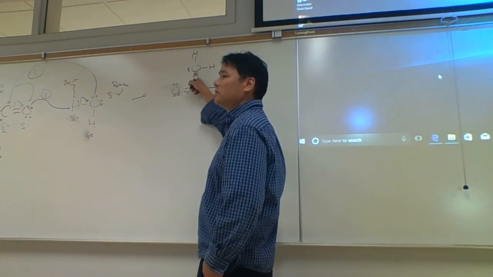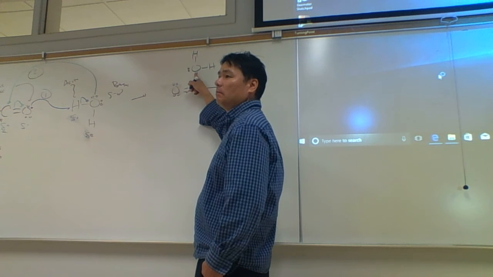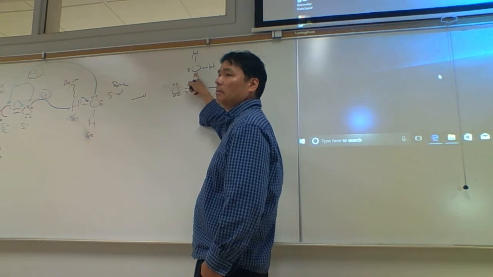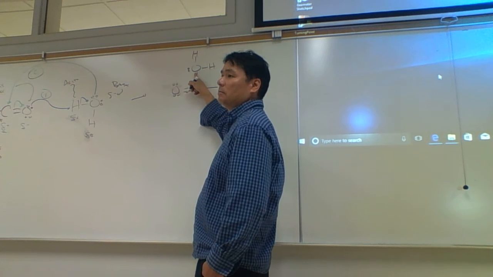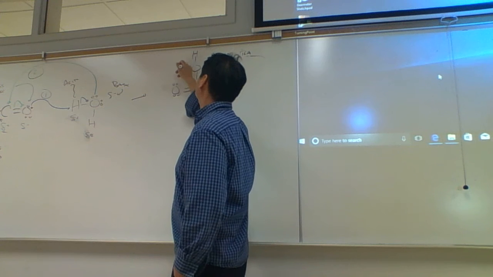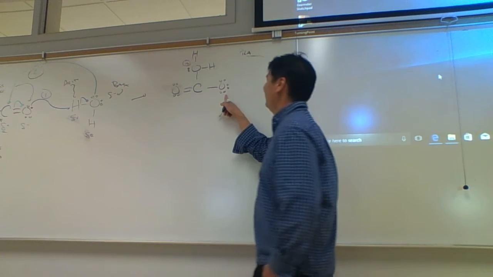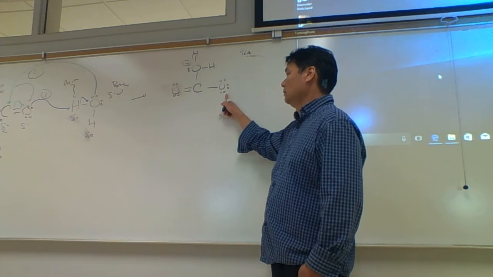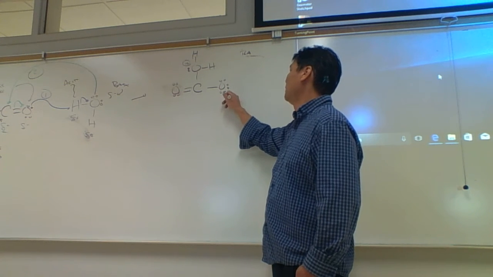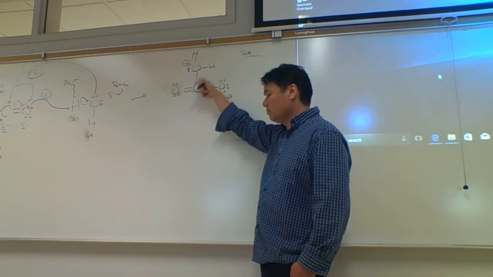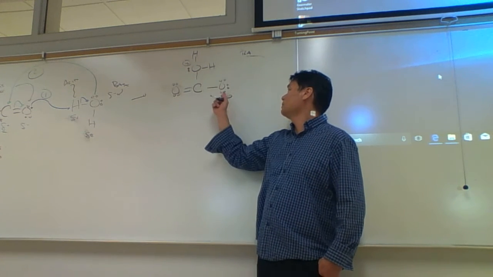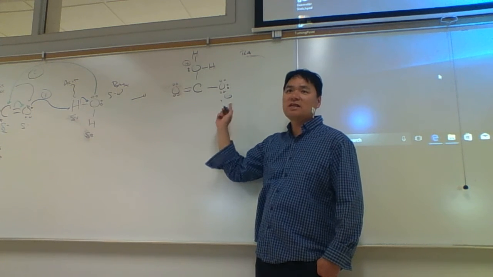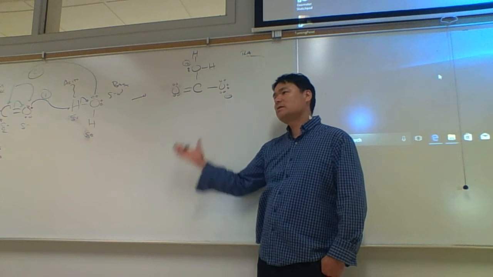The formal charge on this oxygen is what? +1. The formal charge on this oxygen? -1. And so basically all the other formal charges are 0. And so this formal charge +1, this is like oxygen. One oxygen wins, the other oxygen loses an electron in this structure. Is that stable? No, so this isn't as stable as that.